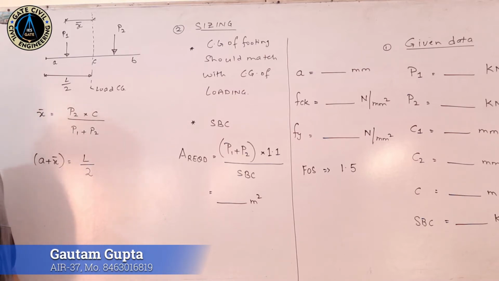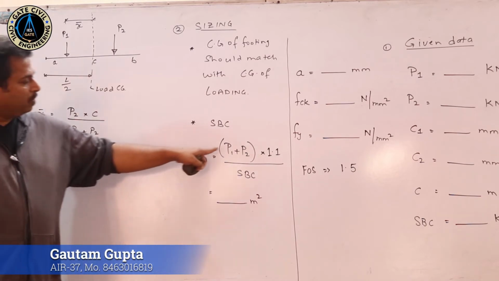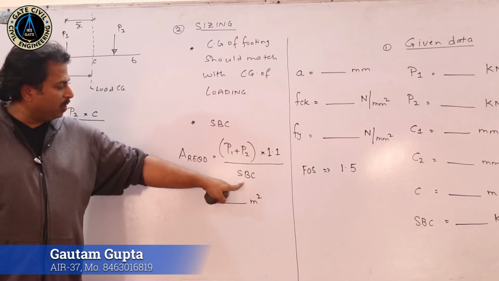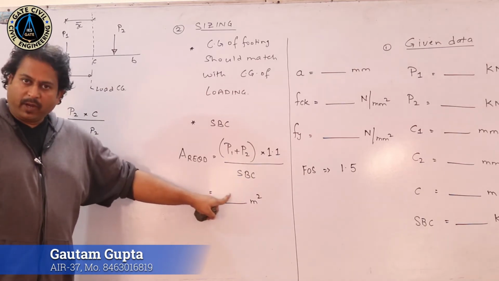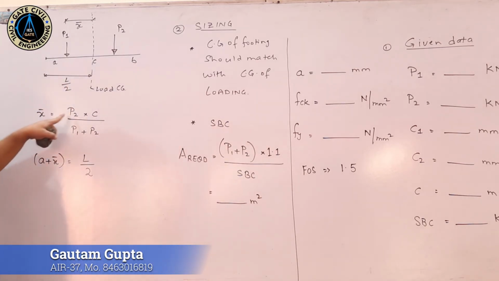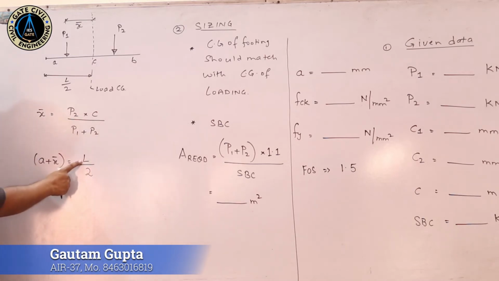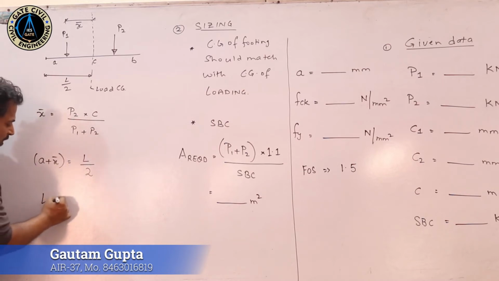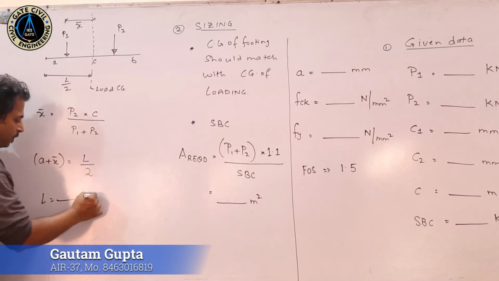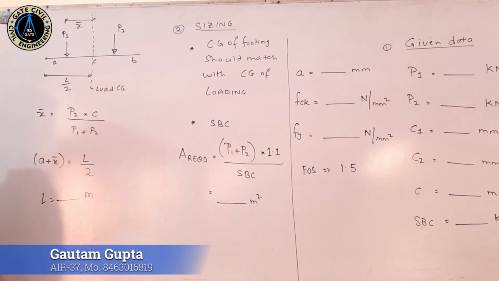Now, from the given data, if we want to check which was the unknown, we know the value of P1, P2, SBC. So we know the value of A required. We know the value of P2, C, P1 and P2. So we can calculate the value of x bar. From calculating x bar, we can then calculate the value of L. Now, this will give the value of L. I am writing it in terms of meters.